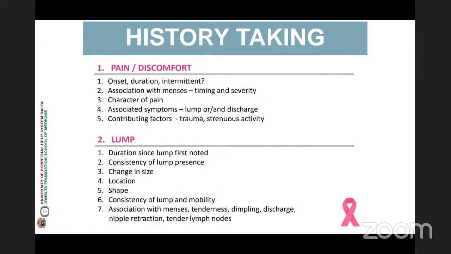Symptomatology. So look for onset, duration, intermittence of pain or discomfort. Is it associated with menses? Character of pain, any other associated symptoms and other contributory factors. Okay, if it's a lump, you look at the duration, consistency, change in size, location, shape, and mobility of the lump, association with menses, tenderness, and the like.